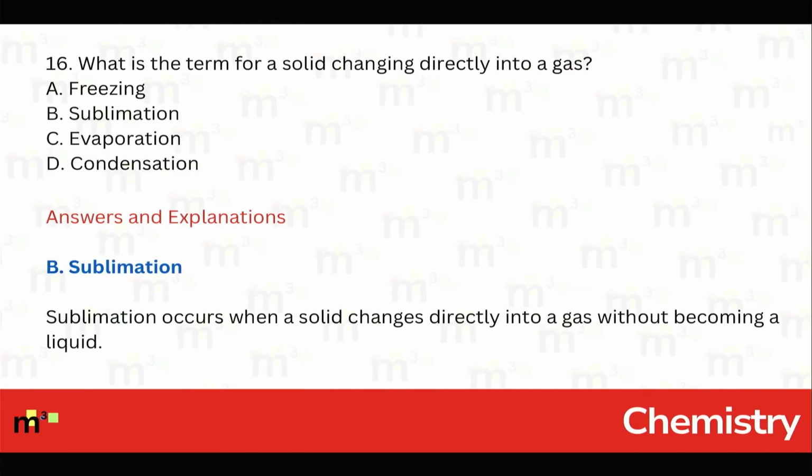Sublimation. Sublimation is a process where a solid changes directly into a gas without passing through the liquid phase, as seen with dry ice, which is solid carbon dioxide, turning into carbon dioxide gas. Sublimation is an endothermic process, meaning it absorbs heat from the surroundings.